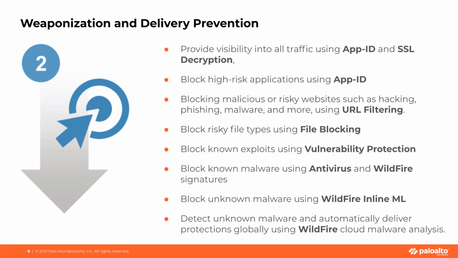And then finally, unknown samples will be sent to Wildfire. Wildfire will analyze it. The cloud sandbox solution will analyze the malware and then deliver protections globally through all of these features. So if we see malware coming from a bad website, we'll mark it as malware with URL filtering. We'll generate signatures for antivirus and Wildfire. If we see some traffic being used for C2, we'll generate appropriate signatures. So Wildfire covers all of these.